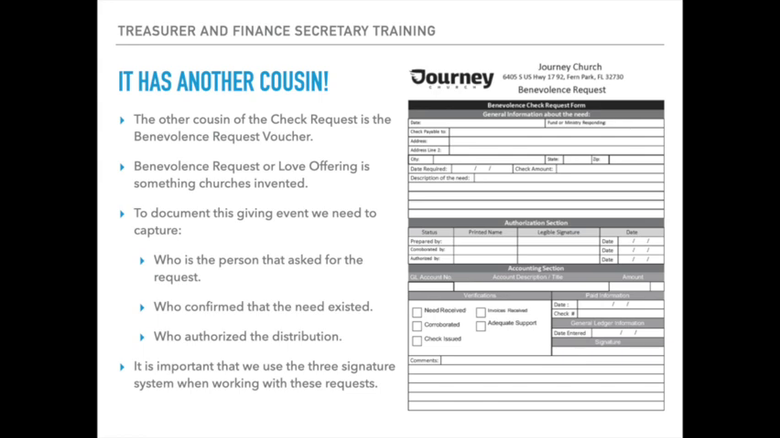To document this giving event, we need to capture who is the person that asked for the request? Who prepared the form? Who confirmed that this need exists? And who authorized the distribution? It is important that we use the 3-signature system when working with love offerings and this type of request. We need to demonstrate to the IRS in an audit that a need was indeed verified and it existed and it was authorized by at least 3 persons in the body of the church.